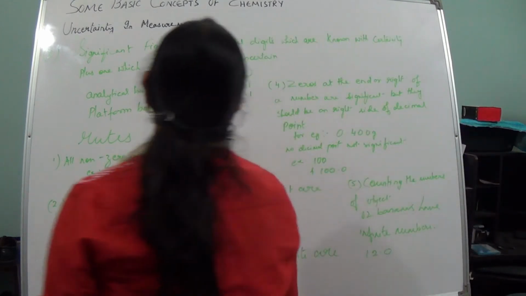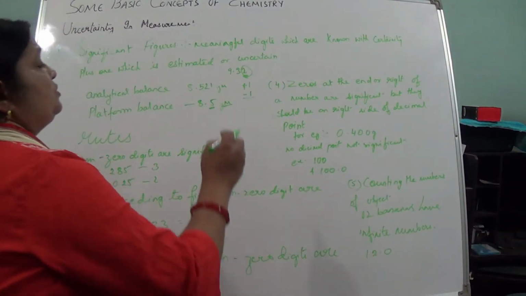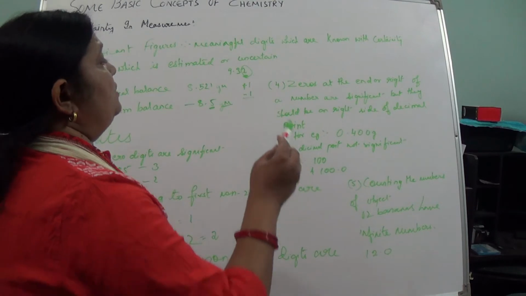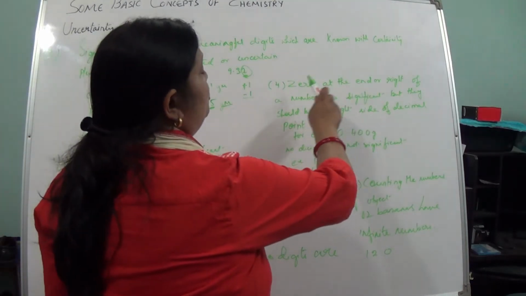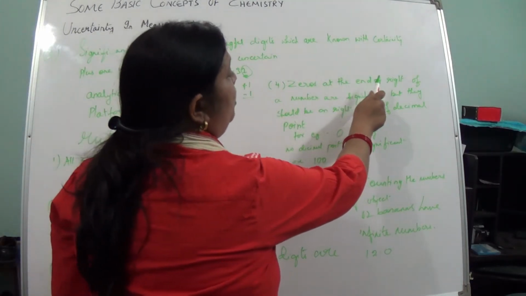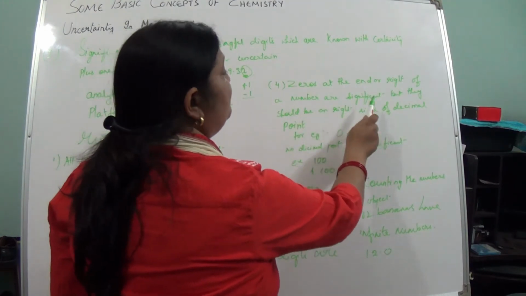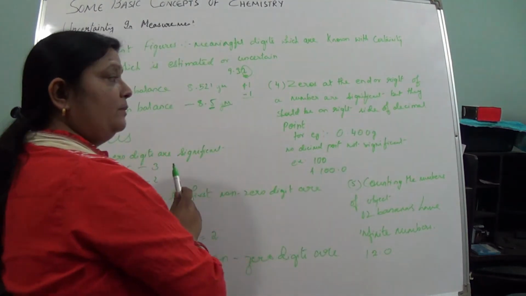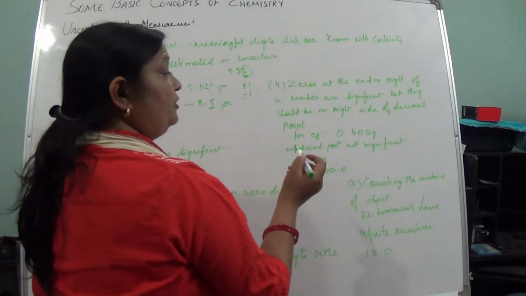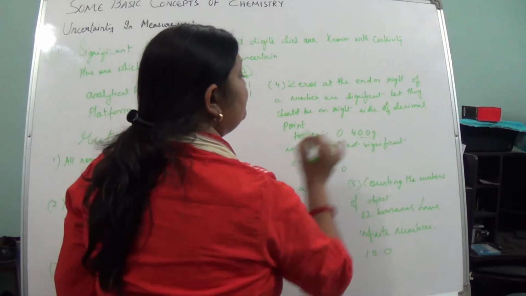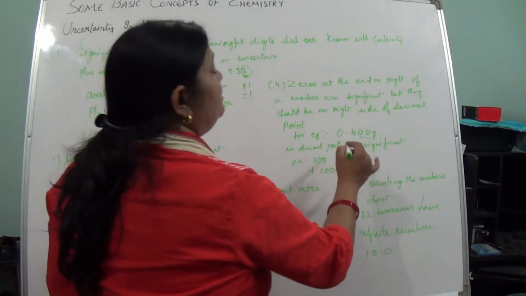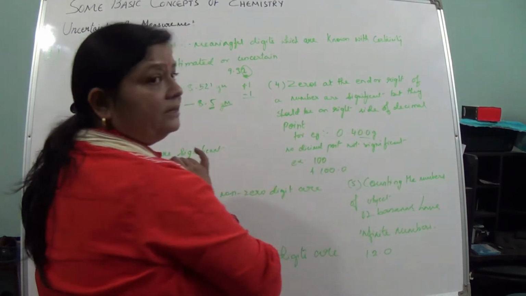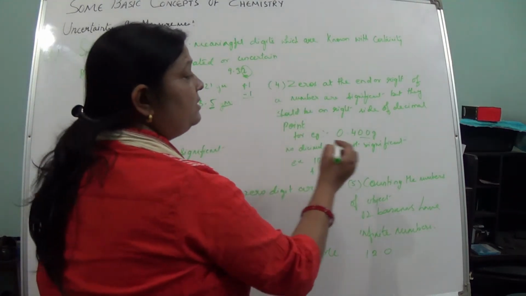Come to the next rule, the fourth: zeros at the end or the right of a number are significant, but they should be on the right side of the decimal point. So if these zeros are on the right side of the decimal, how many significant digits over here?